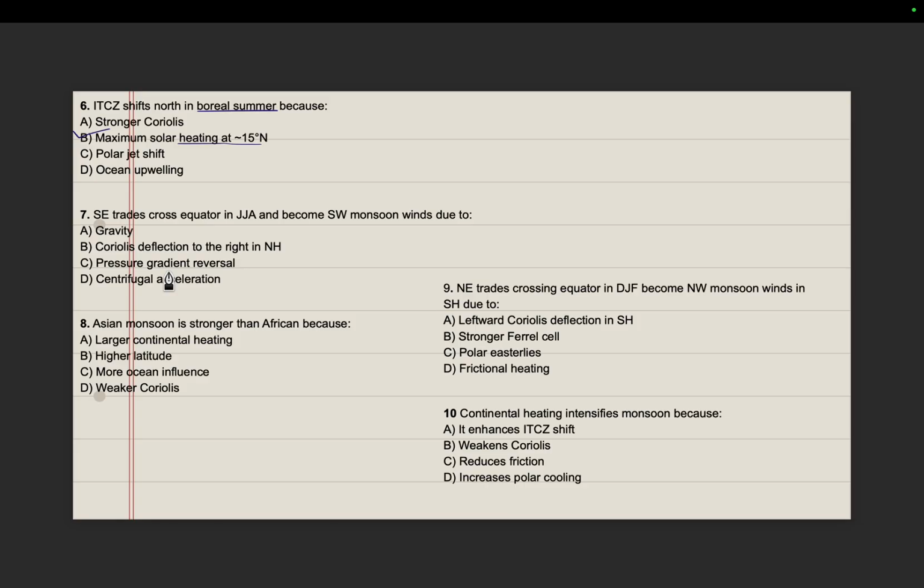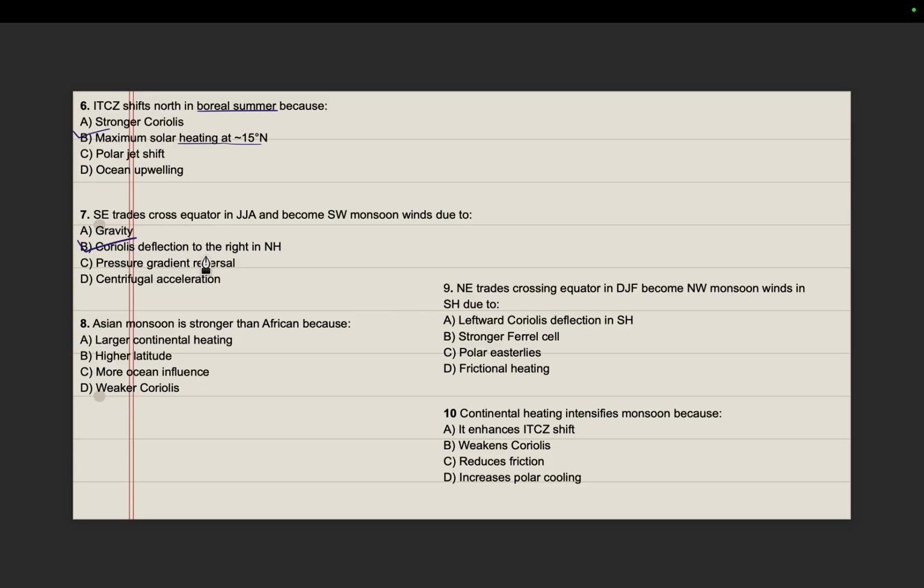Question 7. Southeast trades cross the equator in June, July, August and become the southwestern monsoon wind. This occurs due to which effect? A is gravity, B is Coriolis force deflection of the southeastern winds towards the right in the northern hemisphere, C is the pressure gradient reversal, and D is the centrifugal acceleration. Question 7, of course option B is correct.